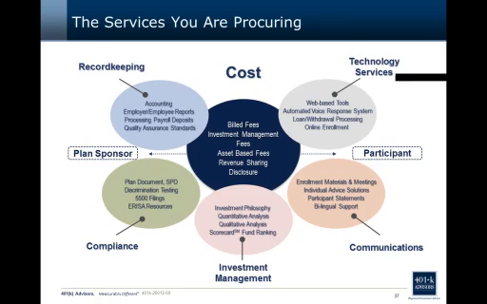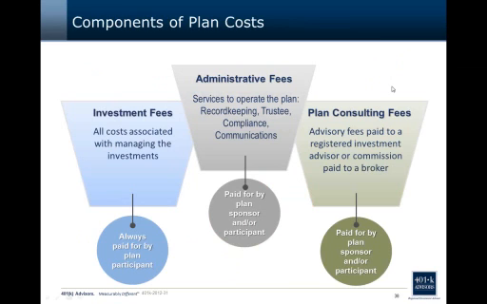So if you think of it as a plan sponsor, as a purchaser of services for a defined contribution plan, these are really all the component pieces you're buying from your provider. First and foremost is record keeping and administration. There's compliance, so there's testing, the 5500, et cetera. There's investment management. There's communication. And then there's technology, both for you and your plan participants. All of these things come at a cost.